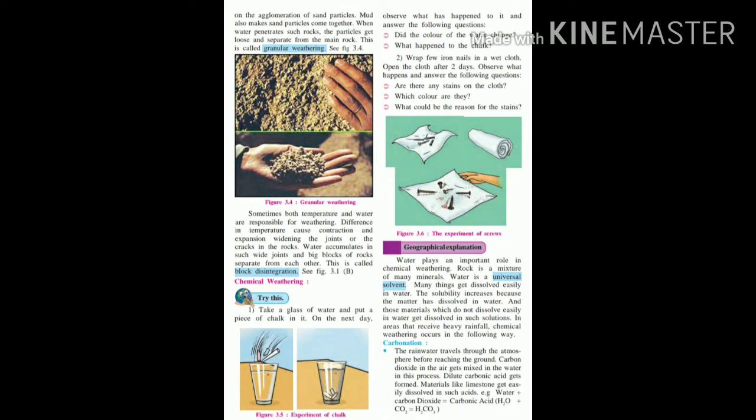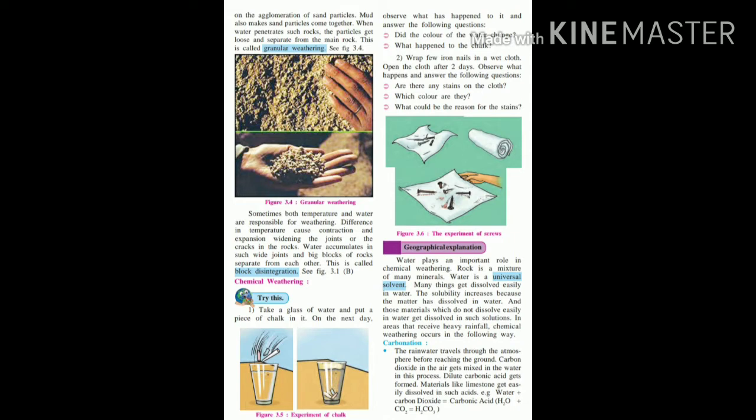Now water plays an important role in chemical weathering. Rock is a mixture of many minerals. Water is a universal solvent, as we know that. So many things get dissolved easily in water, and the solubility increases because of the matter dissolved in water. Those materials which do not dissolve easily in water can be dissolved in such solutions.